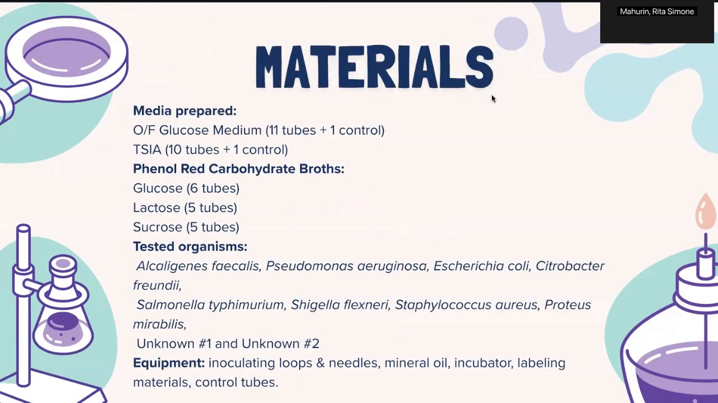For the materials, we used the OF glucose medium, the TSI medium, and the phenol red carbohydrate broths. The tested organisms included A. faecalis, P. aeruginosa, E. coli, C. freundii, S. typhimurium, S. flexneri, S. marcescens, P. mirabilis, as well as our unknowns: unknown number 1, which is R112, and unknown number 2, which is R292. As far as equipment, we utilized inoculating loops and needles, mineral oil, an incubator, labeling materials, and control tubes.